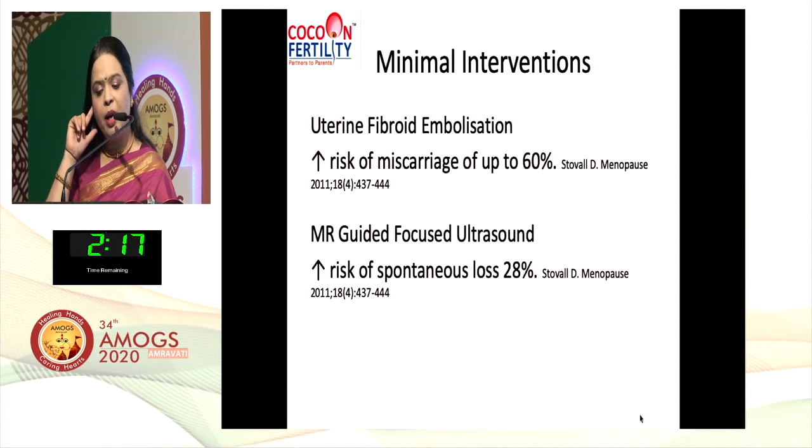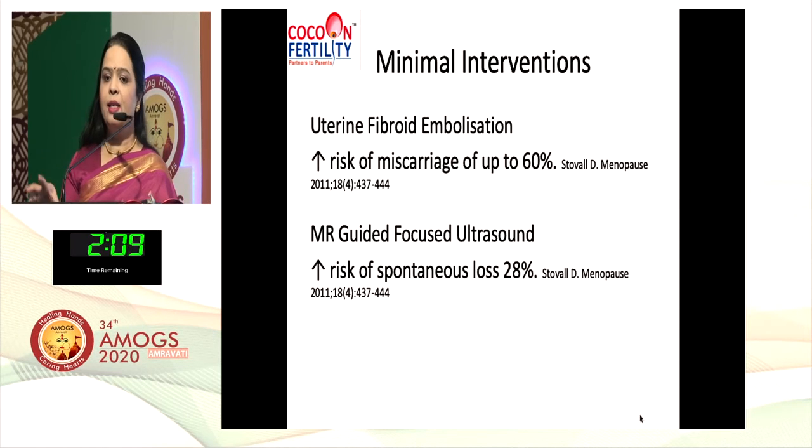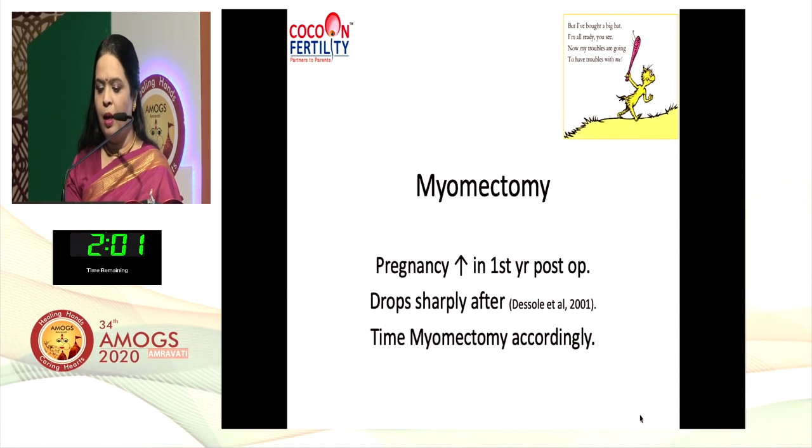Take a look at uterine fibroid embolization or MR-guided focused ultrasound to shrink the fibroid size. Yes, they will help the fibroid and the symptoms, but they are not going to really help your risk of miscarriage. Your risk of miscarriage remains high. So now, therefore, let's take a look at my surgical options.